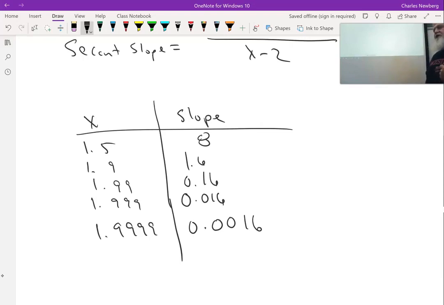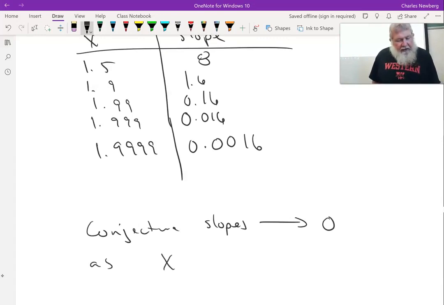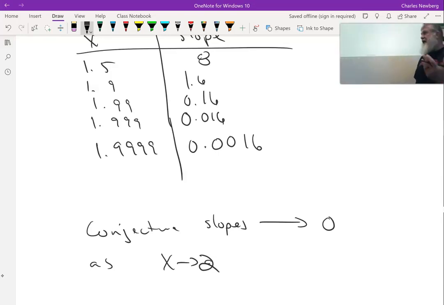Now we could keep putting in values there. What do those values look like they're approaching there, Magnus? 0. So what's our conjecture? Our conjecture here, the slopes of the secant line, would be that the slopes approach 0 as x approaches 2. And that's a conjecture. It's not a proof, but it's our intuition based off of those values. So that's part B there. And what is the relationship between your answer in B and the slope of the tangent line there?